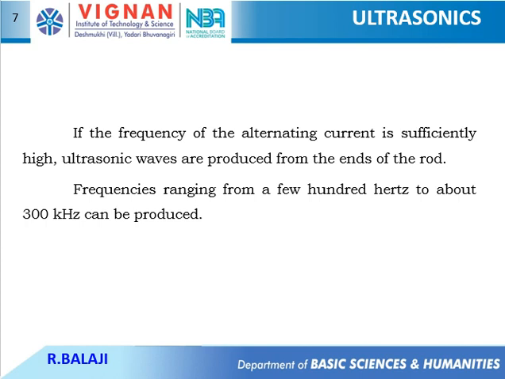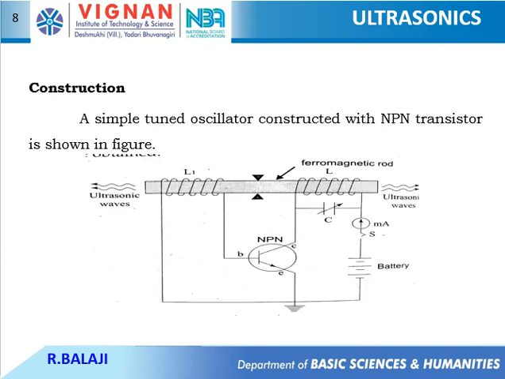Now, the construction of magnetostriction oscillator. The simple tuned oscillator constructed with NPN transistor is shown in figure. This is NPN transistor and the emitter is connected to ground. That's why such type of amplifiers are called common emitter configuration. And the input is maintained in forward bias and the output in reverse bias. Now the collector end is connected to the inductor L and capacitor C, which are connected in parallel.